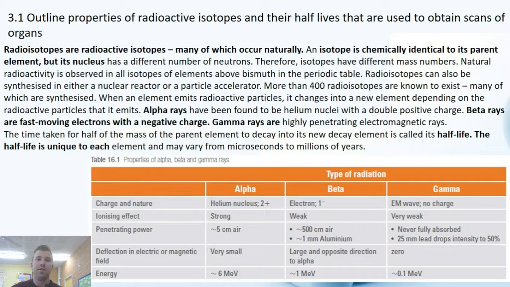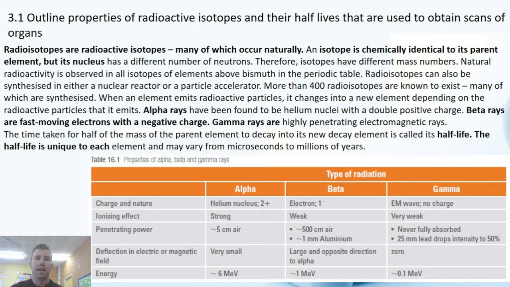Naturally, radioactivity is observed in all isotopes of elements above bismuth in the periodic table. Radioisotopes can also be synthesized, which means created in either a nuclear reactor or particle accelerator. And you may have seen that at ANSTO during our experiments conducted there, or even our excursion. More than 400 isotopes are known to exist. The radioactive particles that an isotope emits are dependent on its element.